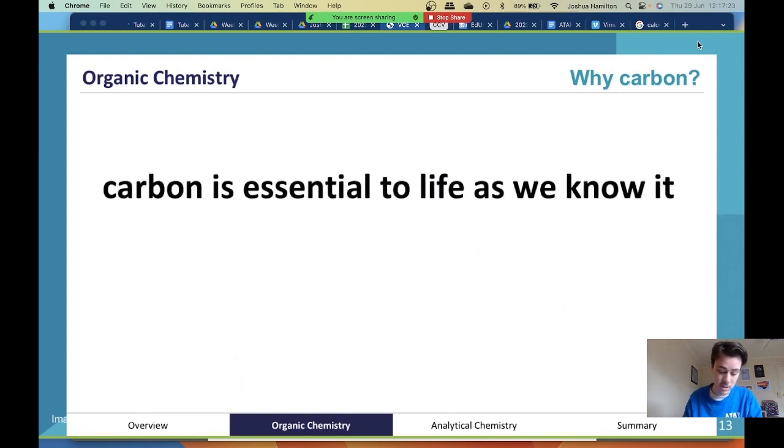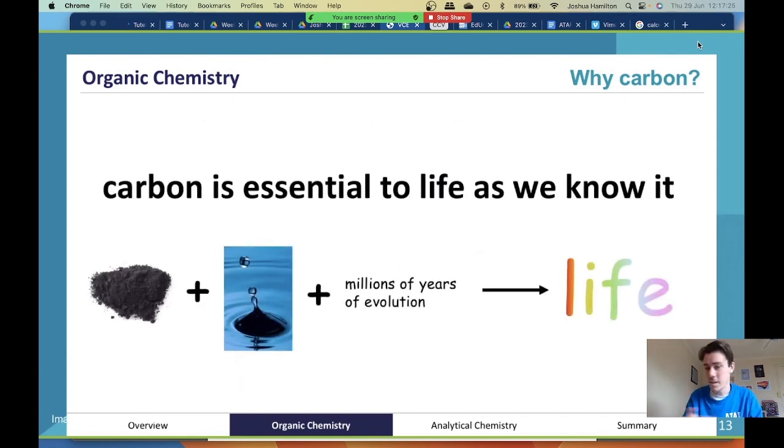So carbon is essential to life as we know it. Carbon for millions of years, and then essentially millions of years of evolution. We had carbon around, we had water, other organic molecules, and essentially we ended up with life.